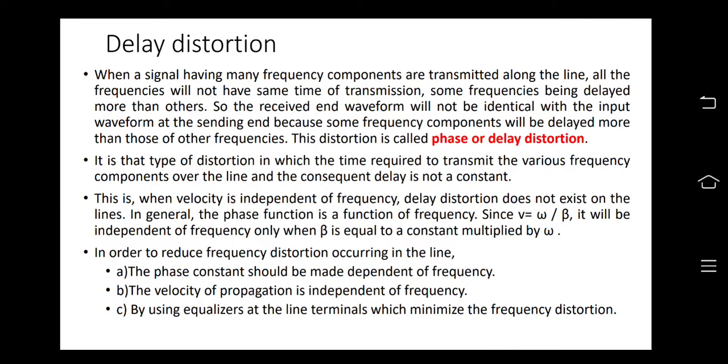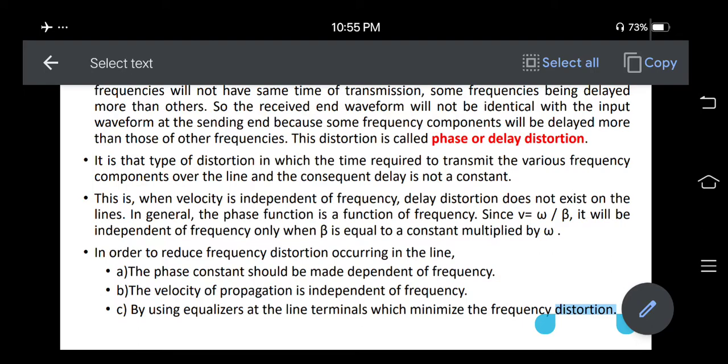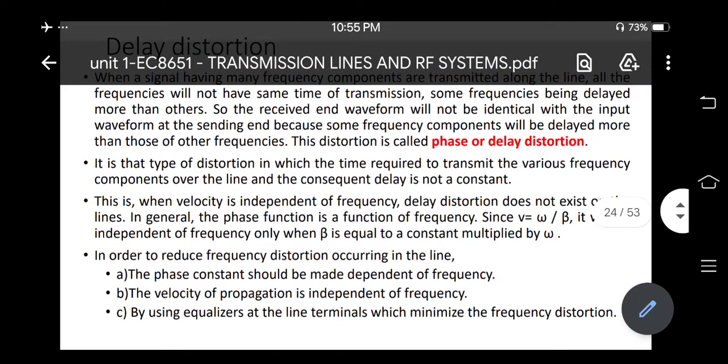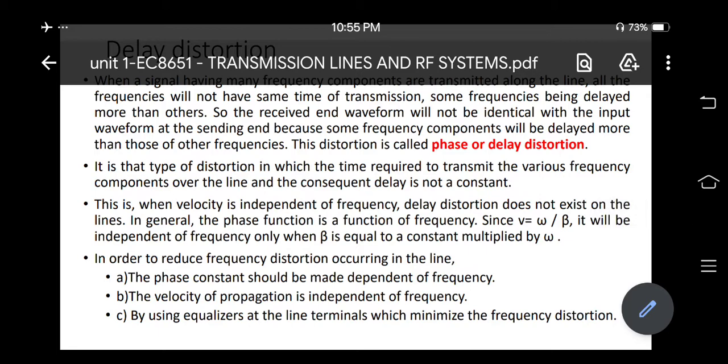It is the type of distortion in which the time required to transmit the various frequency components over the line, and consequently the delay, is not a constant. So when velocity is independent of frequency, delay distortion does not exist on the lines. In general, the phase function is a function of frequency. Since V equals omega by beta, it will be independent of frequency only when beta is equal to a constant multiplied by omega.